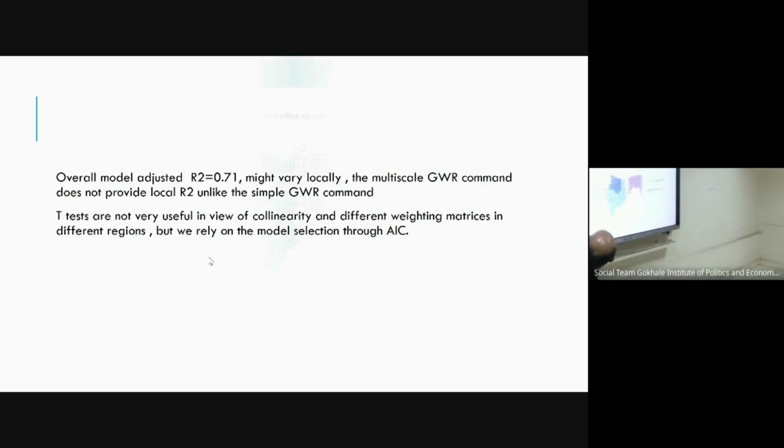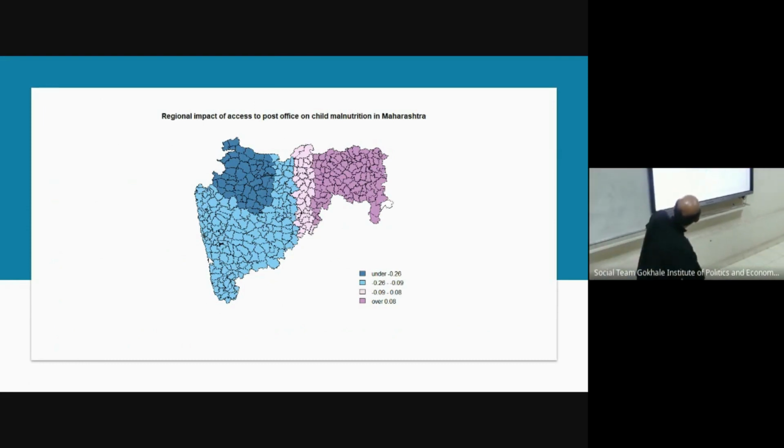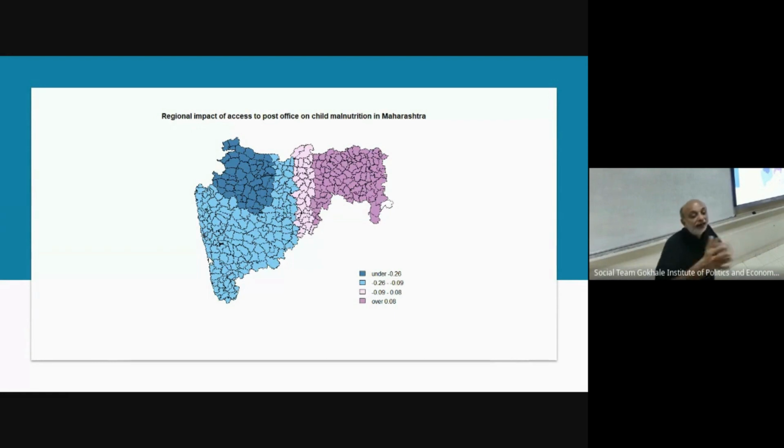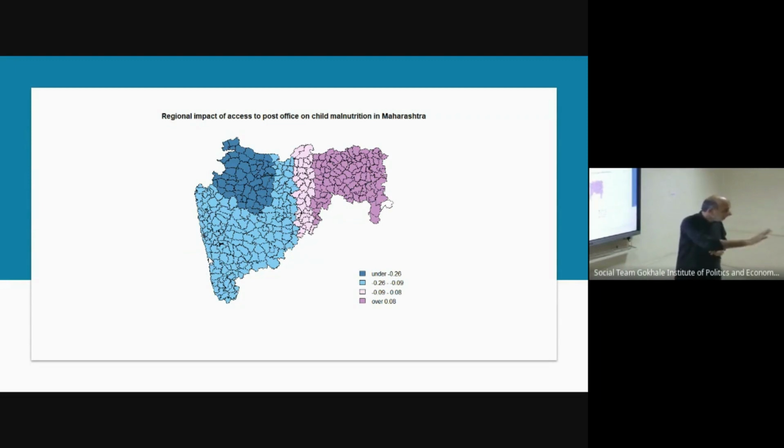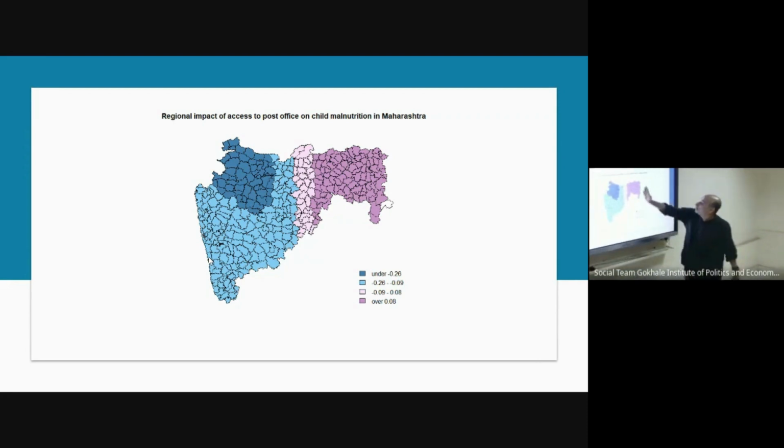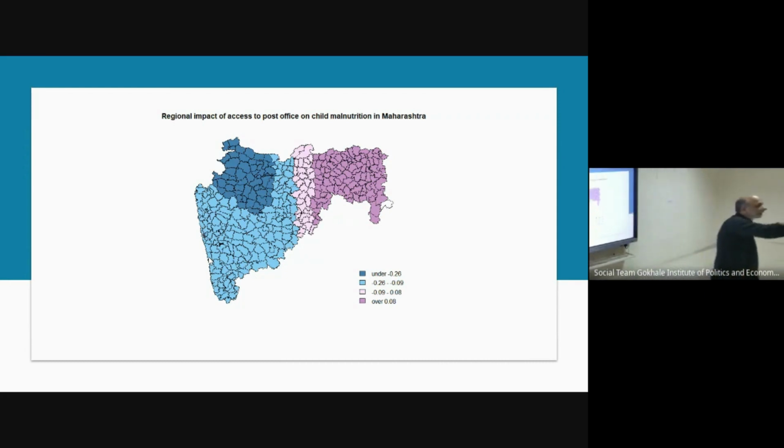What does the model tell me? For example, this is the regional impact of access to post office on childhood malnutrition. I get 350 coefficients, one for each taluka. I can divide them into regions: the mean coefficient, mean minus standard deviation, mean plus standard deviation values are stored here. So in large parts of the state, access to post office actually reduces malnutrition. At least the association is negative, and it is strongest in this part. But if you come to Gadchiroli, Eastern Vidarbha, the post office is not having the same impact on reducing malnutrition that it has in this part.